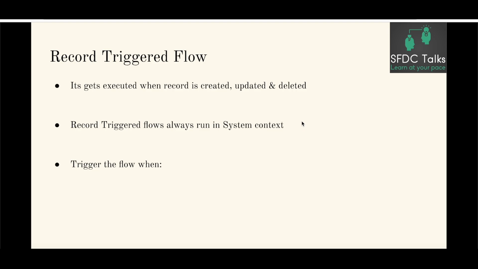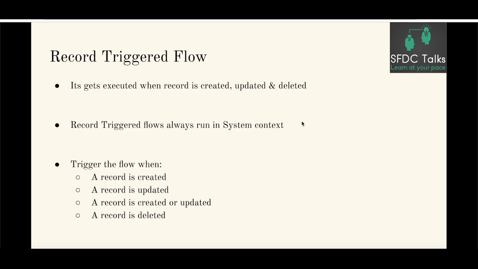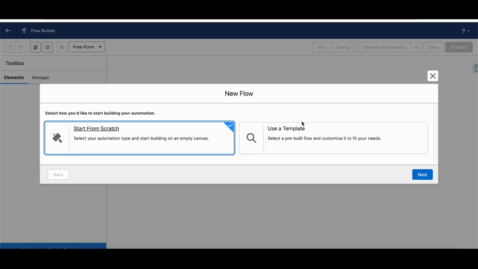Okay, let's see when the record trigger flow gets fired. It gets fired when a record is created, or when a record is updated, or when a record is created or updated, and lastly, when a record is deleted. In all these four scenarios, the record trigger flow gets fired. To understand more, let's create a simple example and see these details.